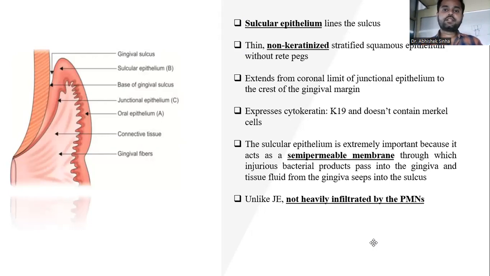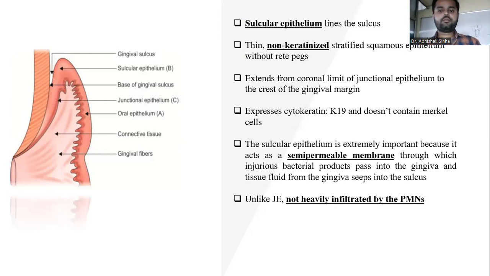Sulcular epithelium lines the sulcus and it is non-keratinized. That means it does not have granulosum, nor does it have corneum. So it is thin, non-keratinized, stratified squamous epithelium without rete pegs. Sulcular epithelium is extremely important because it acts as a semi-permeable membrane through which injurious bacterial products pass into gingiva and tissue fluid from the gingiva seeps out into the sulcus.